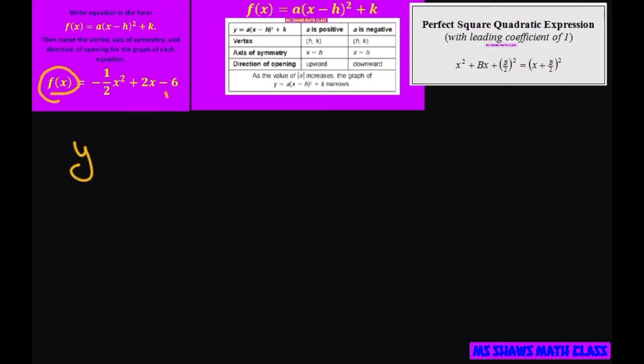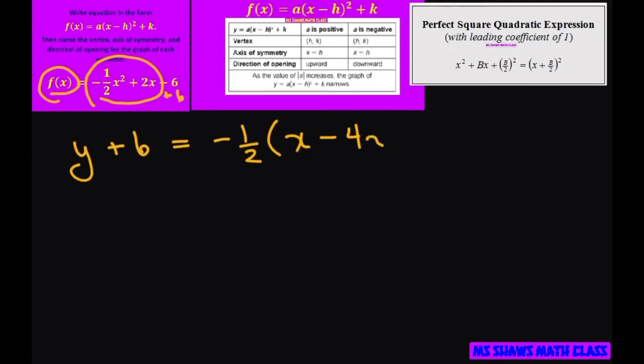I'm also going to add 6 to both sides and go ahead and put the 6 over here. Then for this little portion, I'm going to factor out a negative 1/2. So you factor that out, you're going to get x squared minus 4x. All right, so that's because if you multiply this out, you get back to positive 2x.